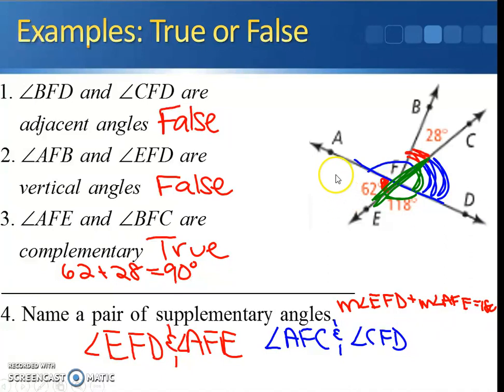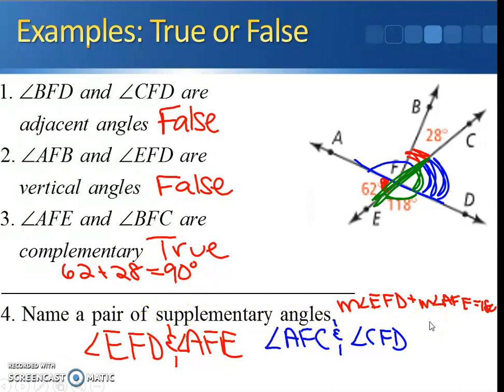Number 3, angle AFE and angle BFC are complementary. True. Because 62 plus 28, when you add these two, even though they're not adjacent, they add up to be 90. So they're two separate angles, but when you add them, they are complementary. True. Name a pair of supplementary angles.